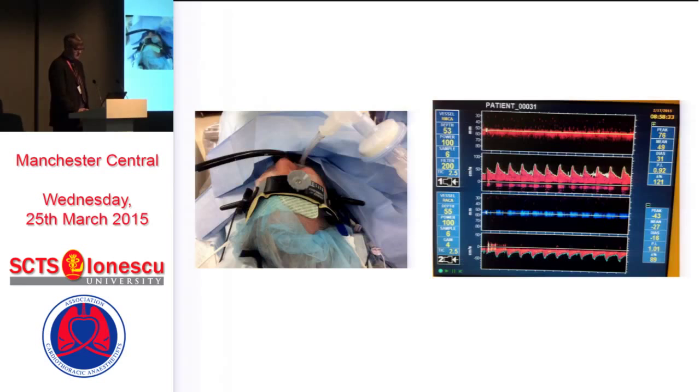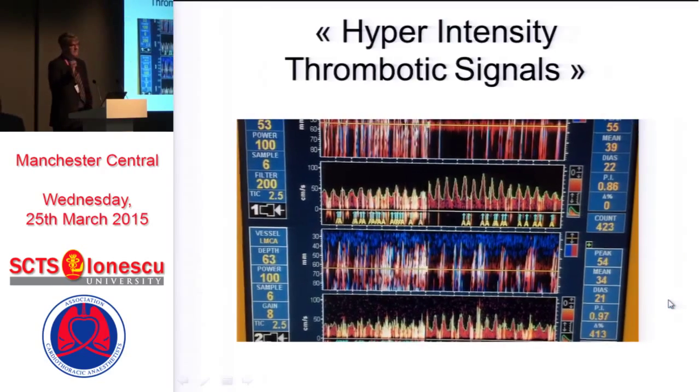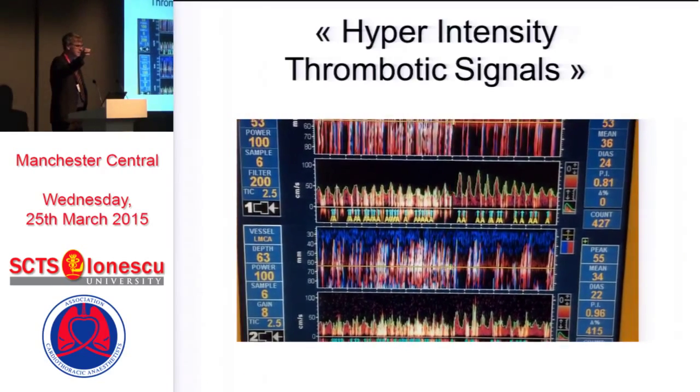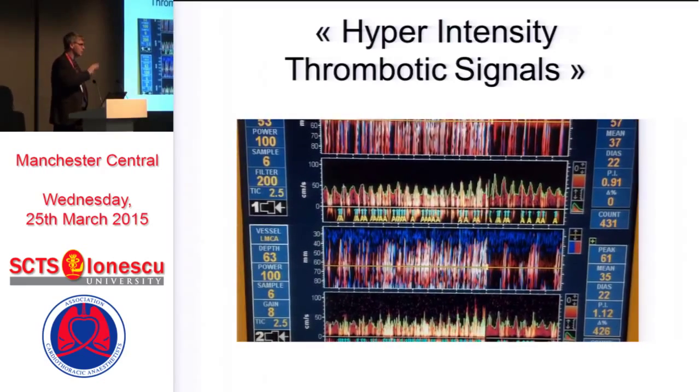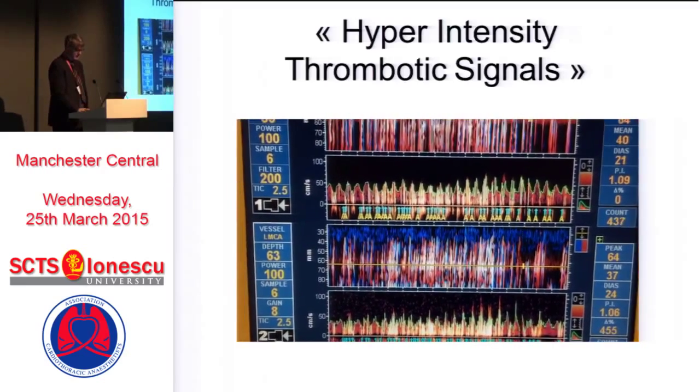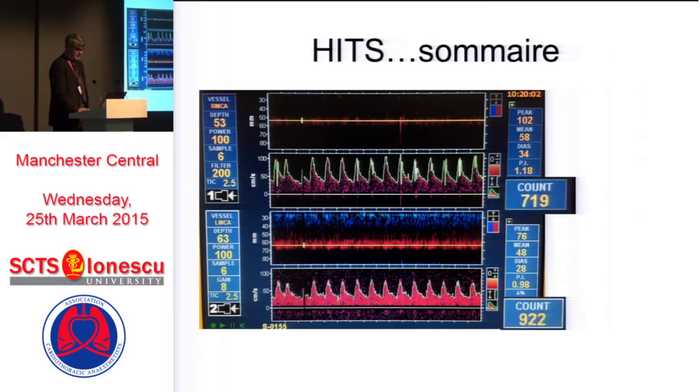And on the system, you have the number of hits. So that's the number of hyperintensity signals. When we started at the beginning, we had like 121.89. And this happened when they brought the catheter into the ascending aorta. You had a shower of emboli in this patient. And at the end, the count was 719 and 922 on both sides.